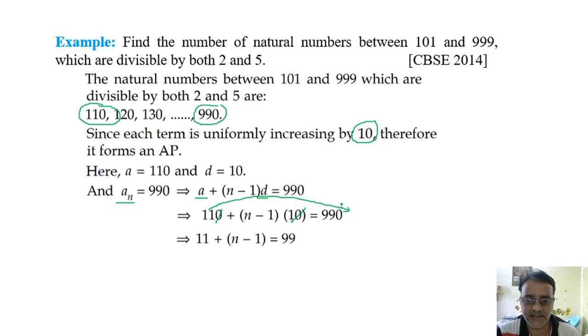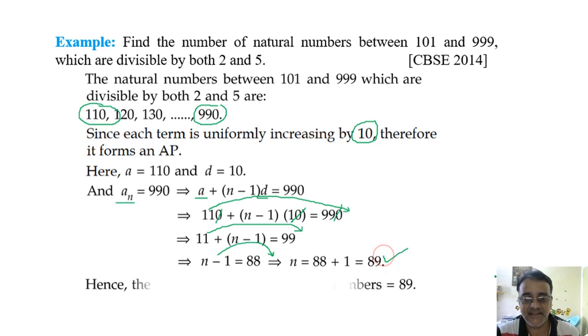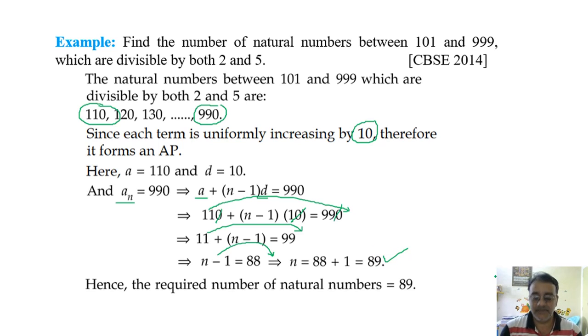That would be very easy. Now shift 11 to this side, it will become 88. Now what is the final answer? 89. Right, if you shift minus 1 to this side, it will become plus 1. So n is equals to 89. Hence, the required number of natural numbers is equals to 89. Any doubt? No, sir. Okay.